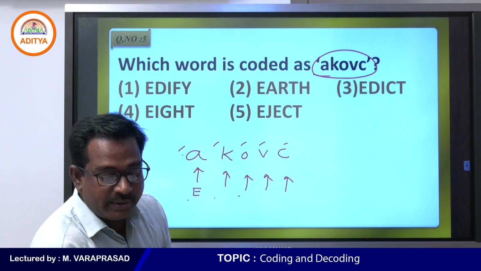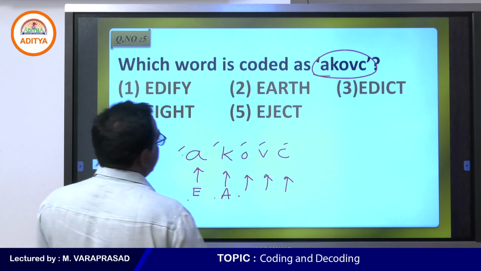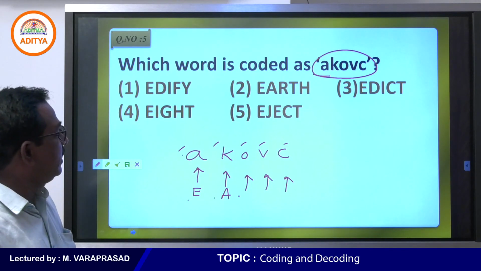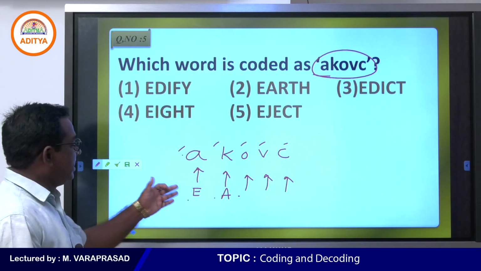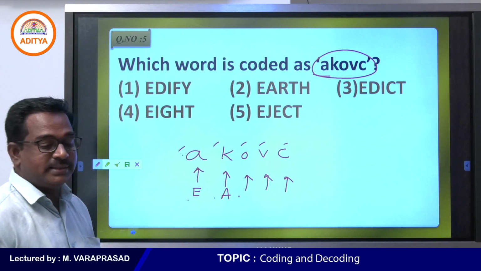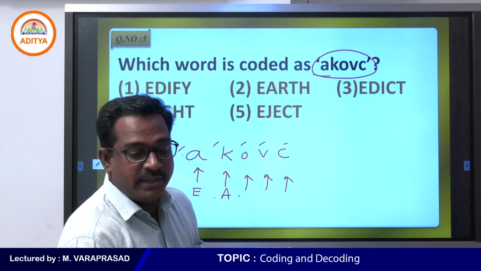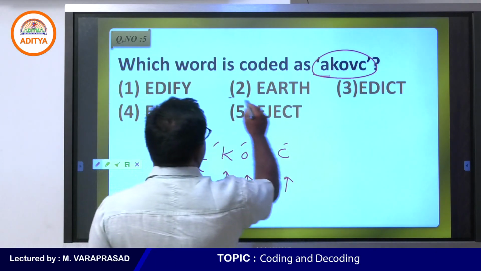What is K? K means we coded as A. A is coded as K. E is coded as A. Now you need to decode and write the answer here. Let me get the answer. Yes, my students, right? Second option is correct only, right? Very good. Second option is correct only.